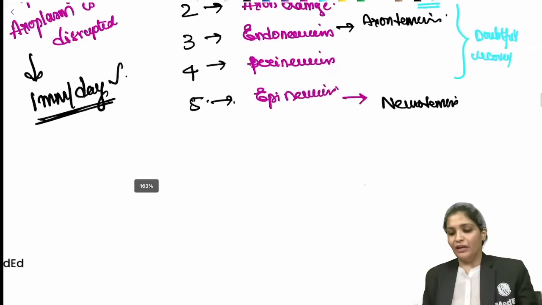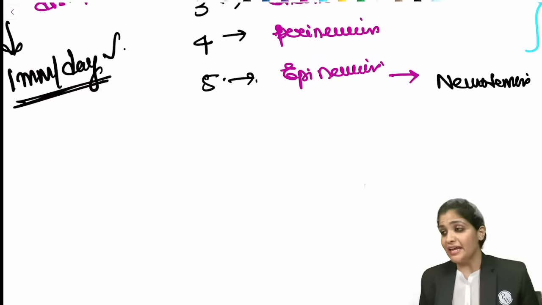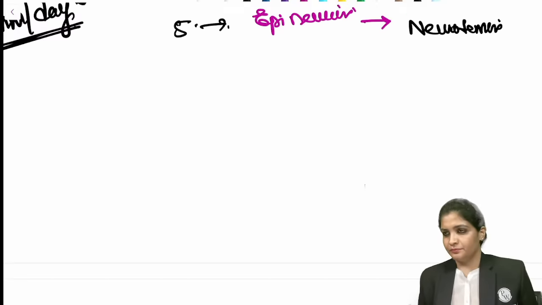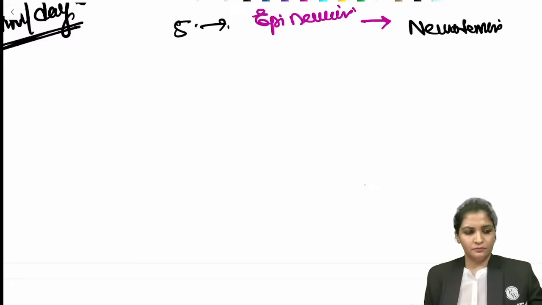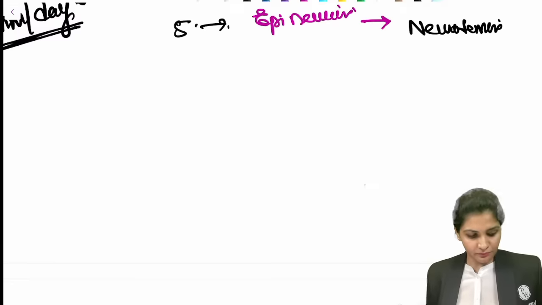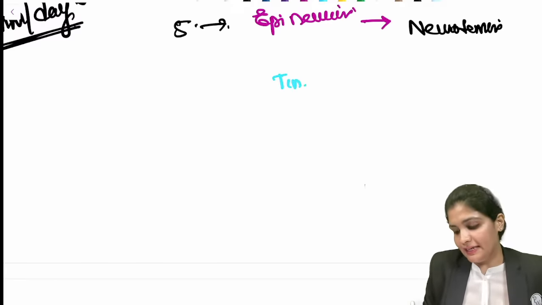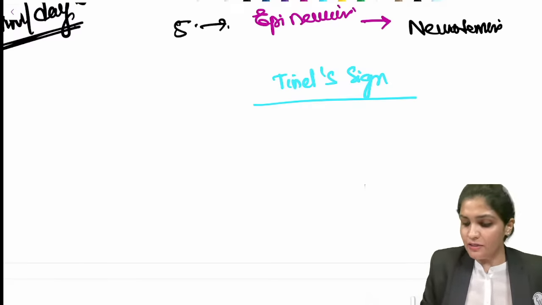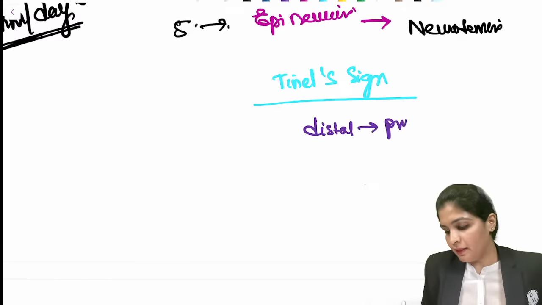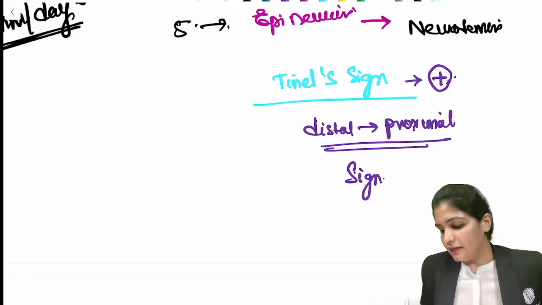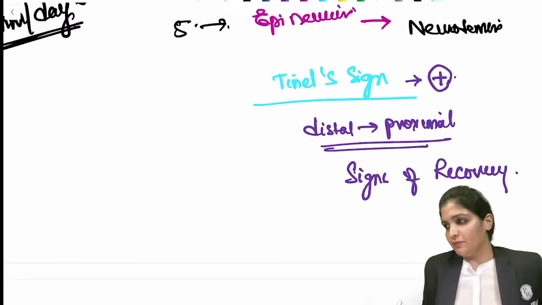And what is the important sign which you will evaluate for the nerve classification? What is the sign? It is your Tinel sign. Yeah, very good. So you are going to tap the nerve from distal to proximal. If the Tinel sign is present or positive, that means there are signs of recovery of the nerve. So that is your Tinel sign.